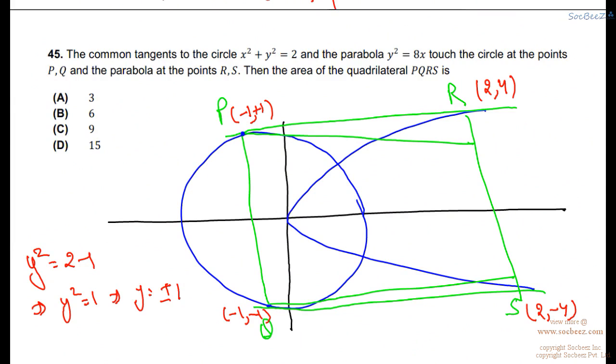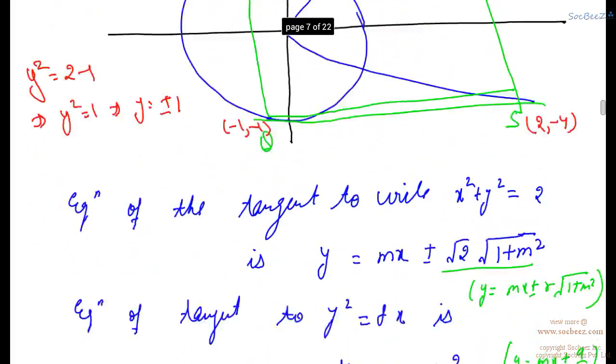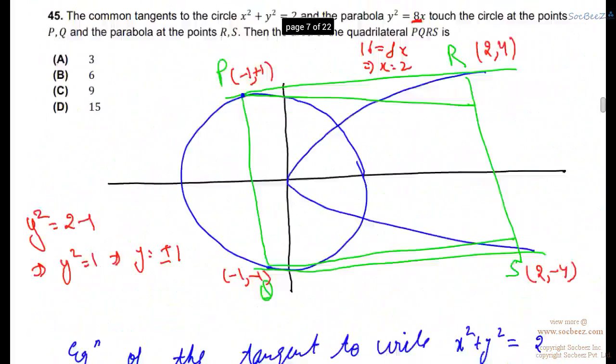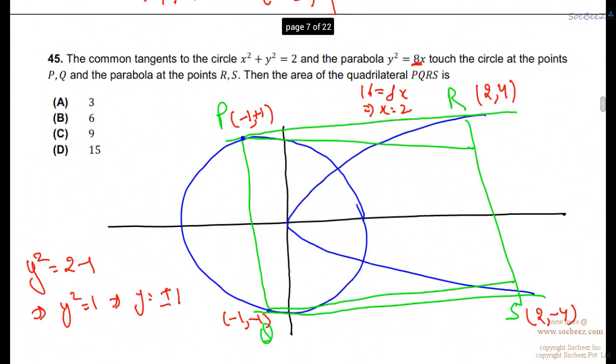If you substitute the value of y here in the equation of the parabola, you will get the value of x. So 16 equals 8x, which gives us x equals 2. Now you have got all four coordinates, and now you can easily get the value of the area.